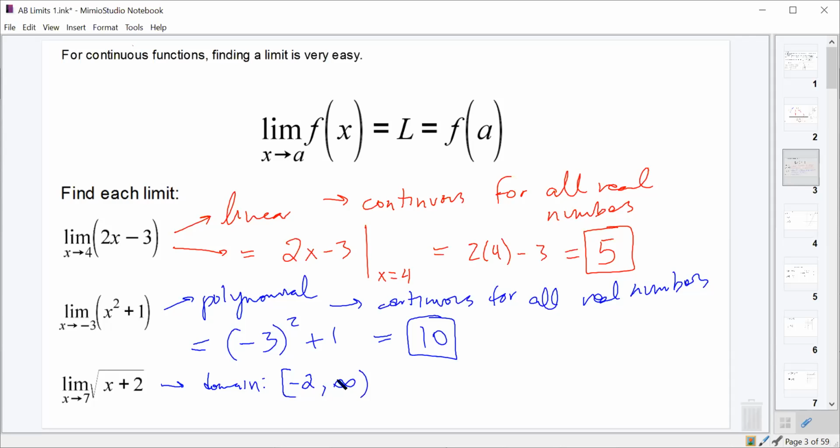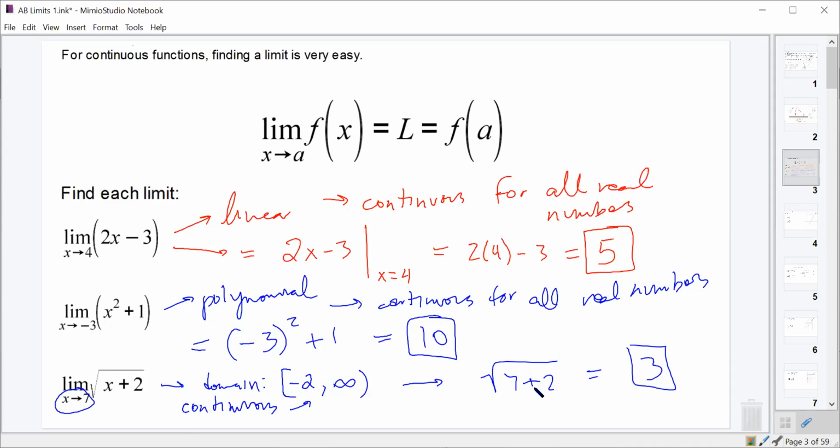And are radical functions continuous on their entire domain, or are there discontinuities within them? It's continuous otherwise. Yes, on its domain, it is continuous. So we'll say that this function is continuous on -2 to infinity. Is 7 included in -2 to infinity? Yes. And so all we have to do is plug in our value of 7, get the square root of 7 plus 2, which is 3. Good.